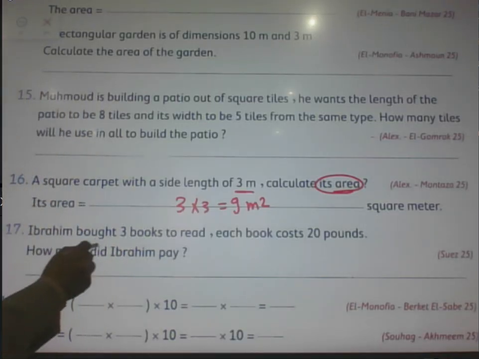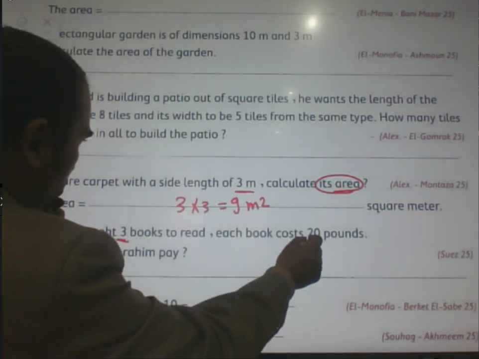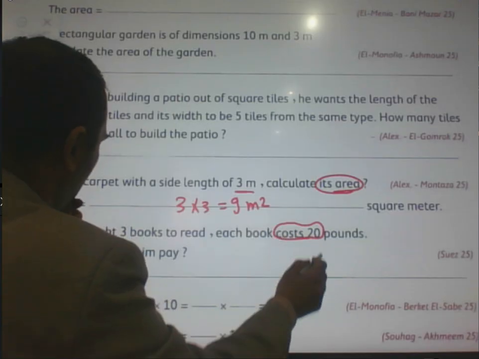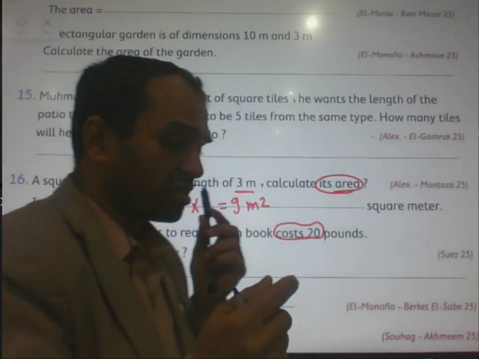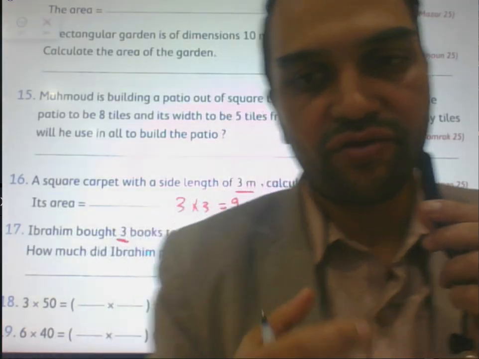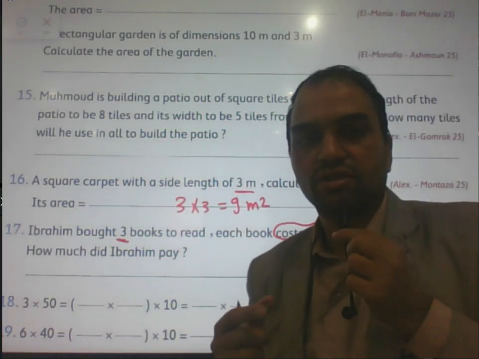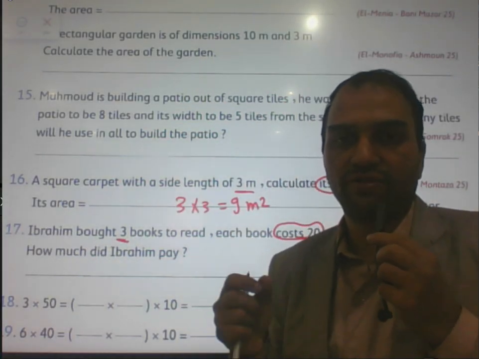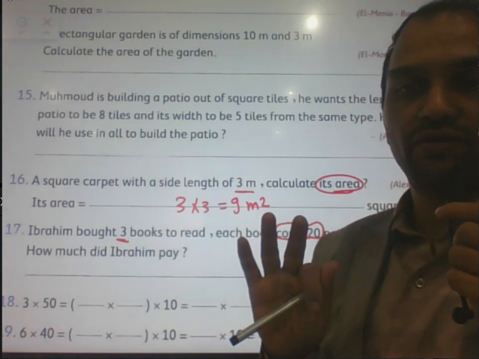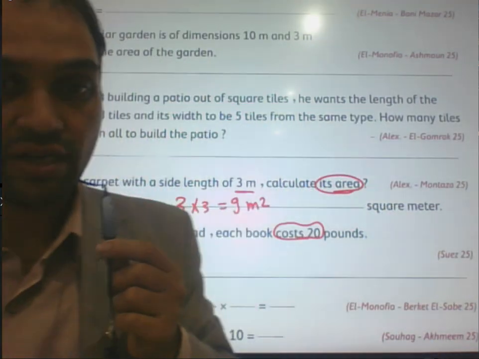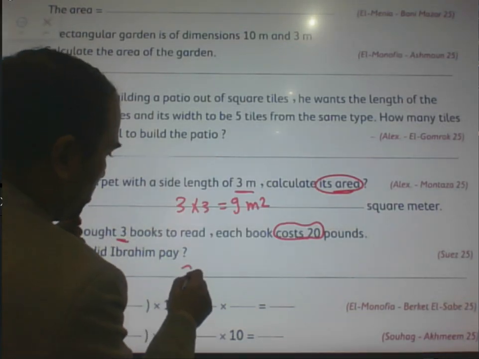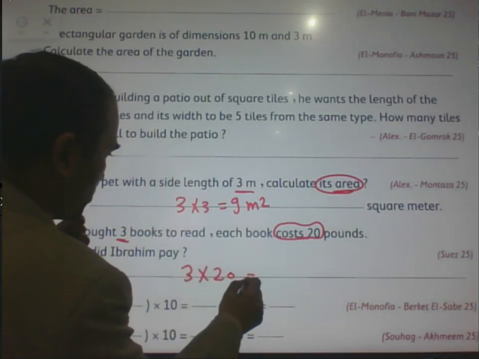Number 17. Ibrahim bought 3 boxes of books. Each book costs 20 pounds. How much did Ibrahim pay? Okay, he bought 3 boxes, and the price of each one is 20. Then we can find the total by multiplying: 3 times 20. The number of boxes is 3, and the price of each one is 20 pounds. So the total will be 3 times 20 equals 60 pounds.